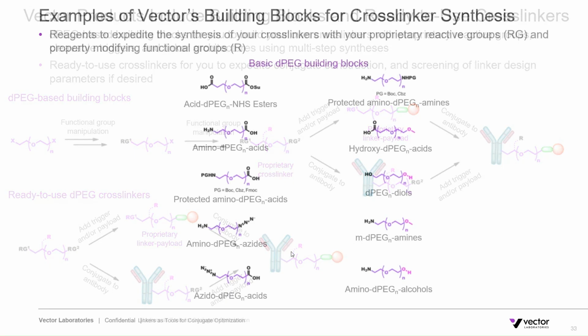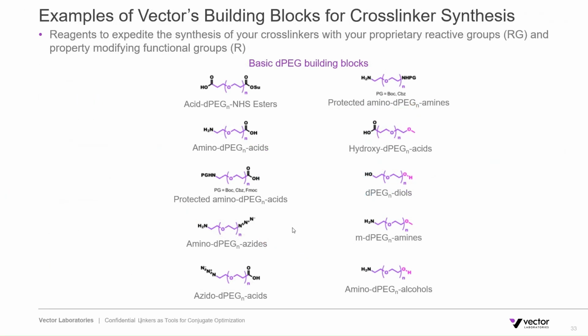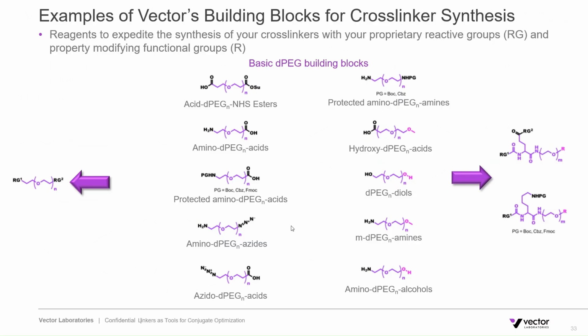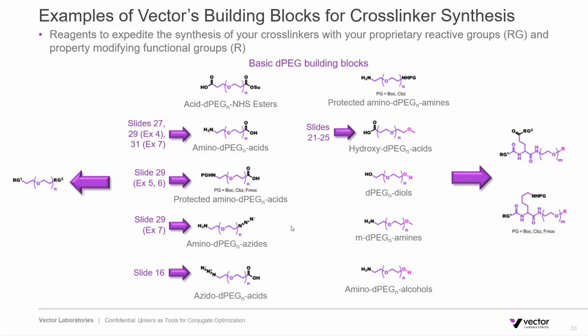So these are examples of Vector's building blocks that you can use to expedite the synthesis of your crosslinkers with your proprietary reactive groups and property-modifying functional groups. Now, we didn't cover chemistry in this presentation, but if you would like to go back and review these slides, and more importantly, the references and the associated supporting information, you can see how these building blocks were used to make the linker payloads in those examples.